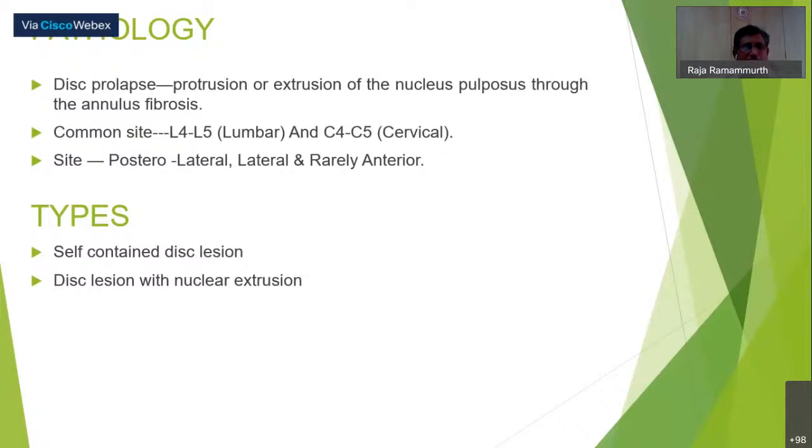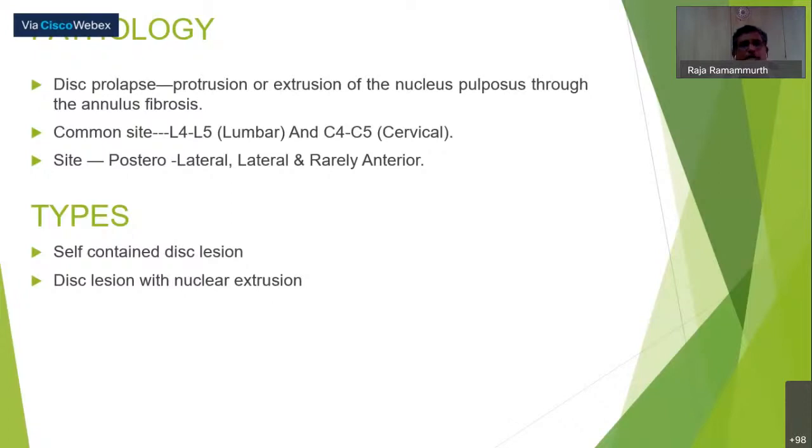The second type is called the disc lesion with nuclear extrusion. In nuclear extrusion, there will be increased pressure from the nucleus pulposus due to excess movement at L4, L5, or in the cervical region, C4 and C5. Because of the repeated motion, the nucleus pulposus may burst out, make its way through the annulus fibrosus, and protrude or extrude out, and there are chances of compressing the nerve pathway. That is called the second type of lesion.